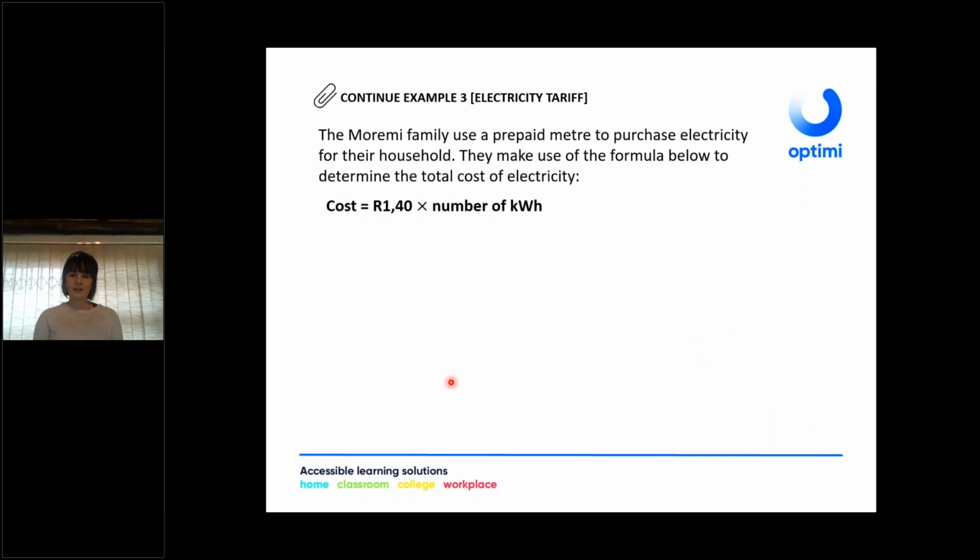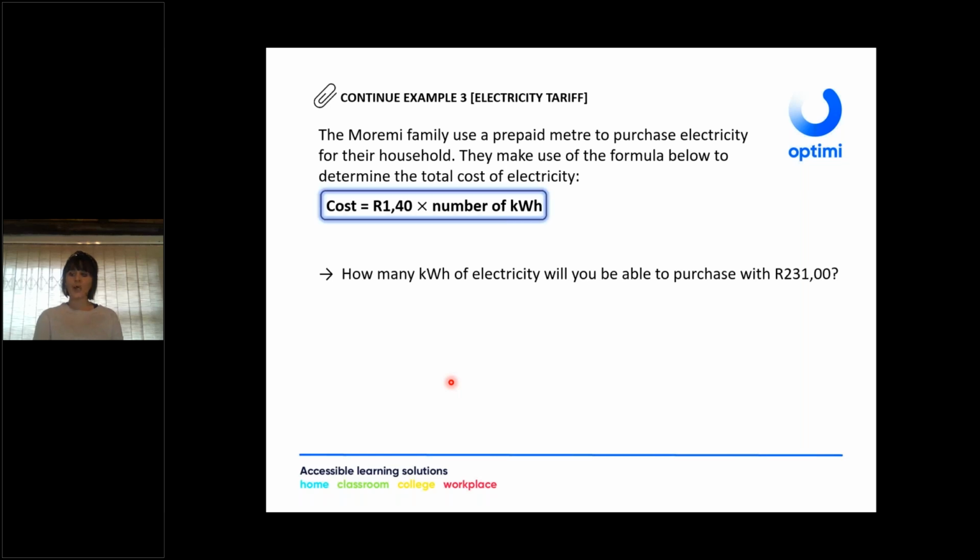We are continuing with our third example. The question statement remains the same. The next question reads: how many kilowatts of electricity will you be able to purchase with 231 Rand? Extremely important that you know you will be making use of the exact same formula that is given in your question statement. Once again, it is up to you to take the information given and substitute it into your formula. The cost that they are willing to pay is 231 Rand. The tariff remains the same, 1 Rand 40 cents, and this is what they wish to calculate: the number of kilowatts that they will be able to purchase for 231 Rand.